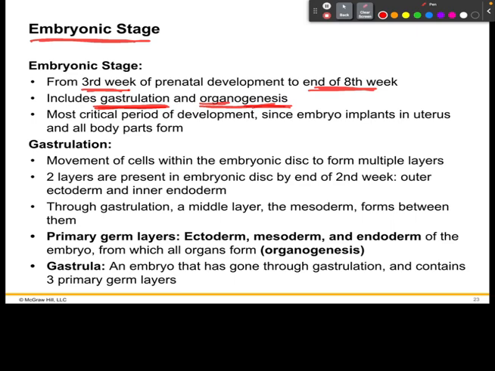So this is the most critical period of development because since the embryo is implanting into the uterus, it is going to begin to form, as we said, all the organs and components of what's going to be the future little person.